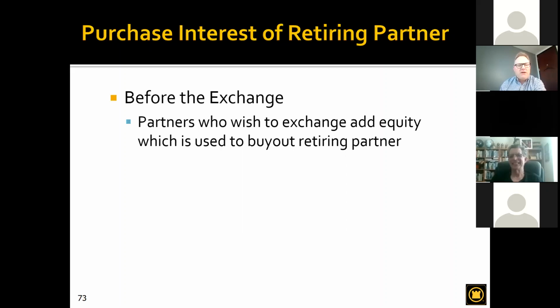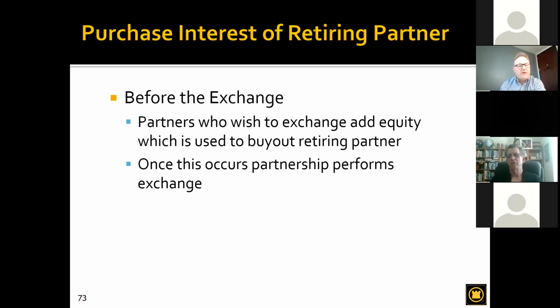Before, it would have caused a technical termination. But now with these new rules, we can have 2 partners that maybe only control 30%, and they could continue on where one partner would cash out and the other 2 would continue on. So that is helpful. But another way for partners, if one of them wants to retire, they can infuse equity and buy out the partner prior to the transaction.